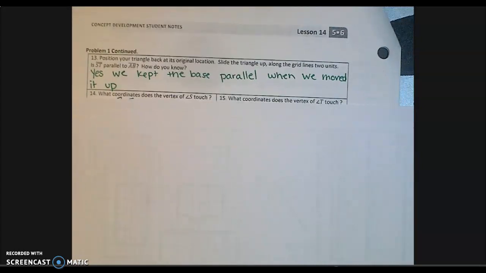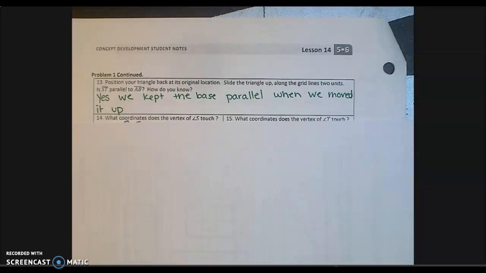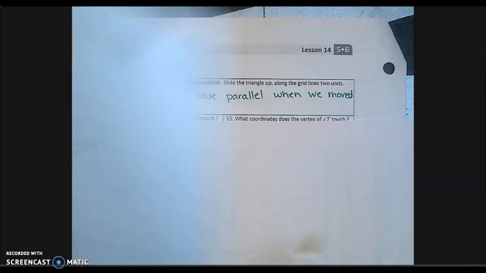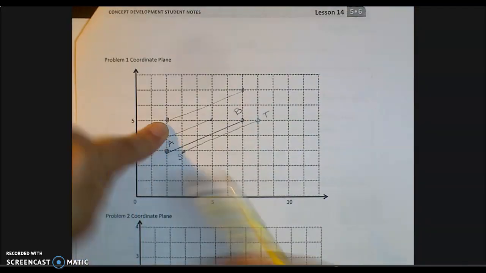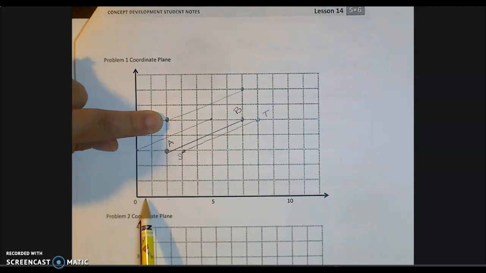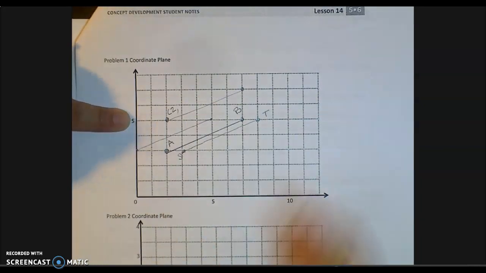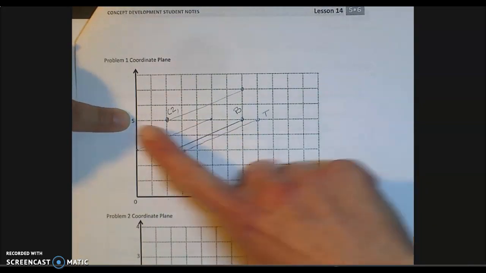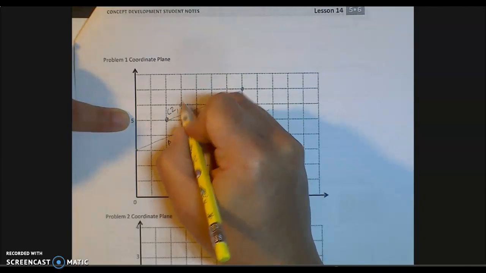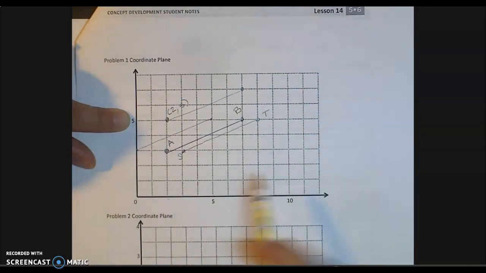What coordinate does the vertex of S touch? So here's the new S. We want to know what the coordinates are. Miss Purdy, can you help me? Yes, 1, 2. Okay, 2 for x. And then the y looks like it's right on 5. So 2, 5. And let's just go ahead and do this new one over here while we're at it.